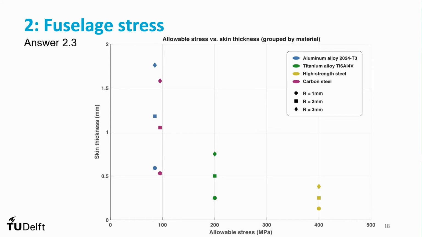Two relationships can be identified here. One, across the range of materials, as the allowable stress increases, the required skin thickness decreases. And two, for a given material, the required skin thickness increases with increasing radius.